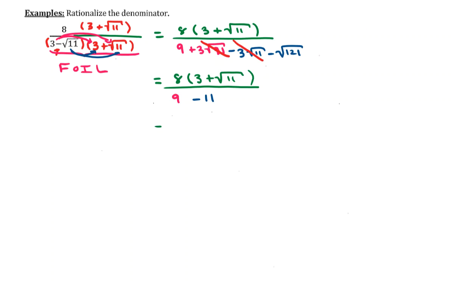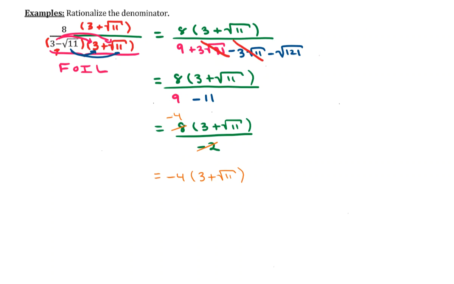So let's go ahead and carry that out. We'll keep the numerator as is, 8 times 3 plus radical 11. And in the denominator, 9 minus 11 is negative 2. There's one more thing left to do, and that's to simplify. This negative 2 divides 8 negative 4 times. So our final answer is going to be negative 4 times 3 plus radical 11.